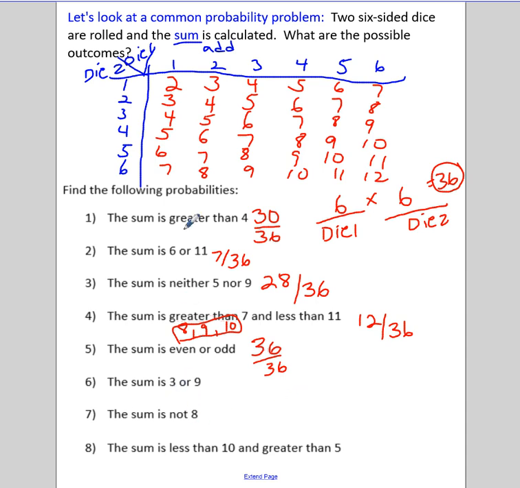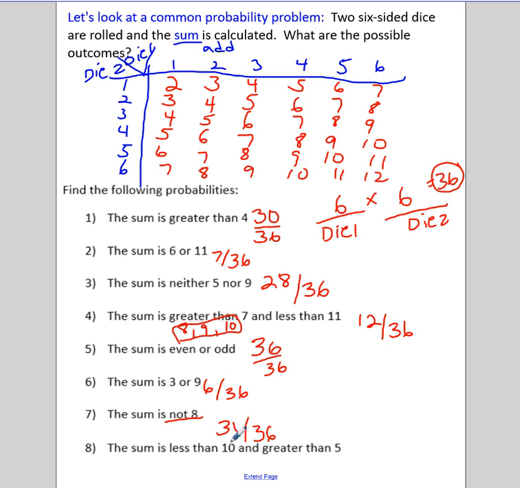Okay, so the sum is 3 or 9. So go and add up all the 3's and 9's. 1, 2, 3, 4, 5, 6. So 6 out of 36. The sum is not 8. So not 8, everything but 8. Again, it would be a lot of counting if I had to count up all these numbers. So instead, let me figure out how many 8's there are. 1, 2, 3, 4, 5. And I'm going to take those 5 out of my 36. So there should be 31 out of 36 that are not 8.